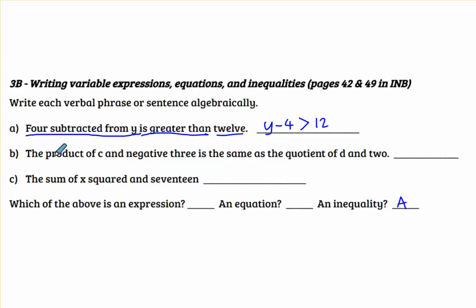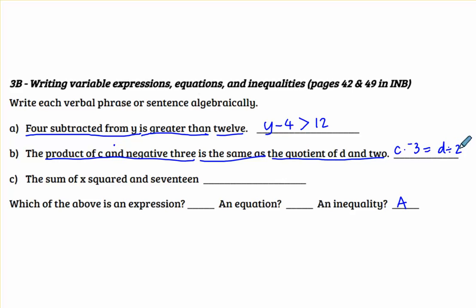So now we go to B. The product of C and negative 3. Product means to multiply. So we're going to multiply C times negative 3. Then we see is the same as, well, that's equals. And then we have the quotient of D and 2. So to write quotient, that's division. So we would have D divided by 2.